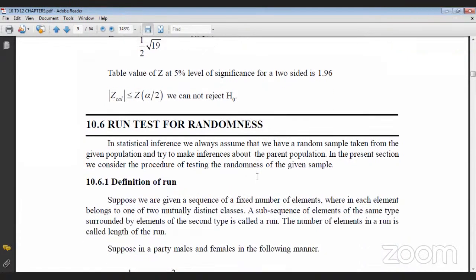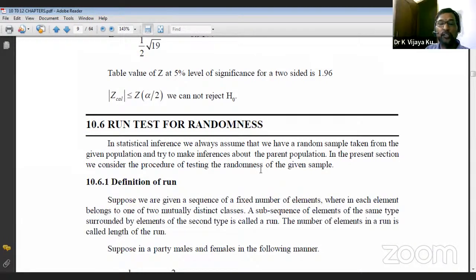Okay. Run test for randomness. In statistical inference, we always assume that we have a random sample taken from the given population and try to make inferences about the parent population. In the present section, we consider the procedure of testing the randomness of the given sample.